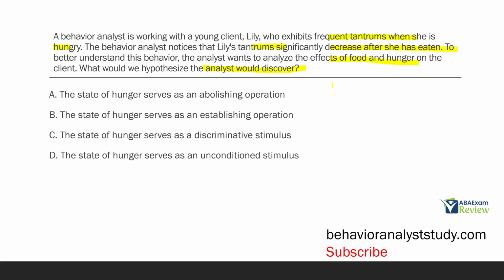It's going to temporarily change Lily's behavior. It's going to temporarily increase the value of food. And then once she's eaten, the value changes again and Lily stops tantruming. So B looks pretty good. C, the state of hunger serves as a discriminative stimulus. The state of hunger is not signaling food is available. You can be hungry, but that does not mean food is available. And SD, a discriminative stimulus, signals something is available.